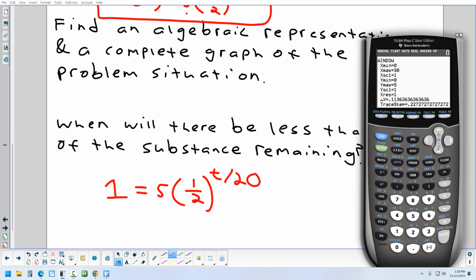50. So yeah, let's go to 60. Okay, so there's my level at 1 gram. Here's my substance decaying. And then you just do the intersect thing again? Yep.